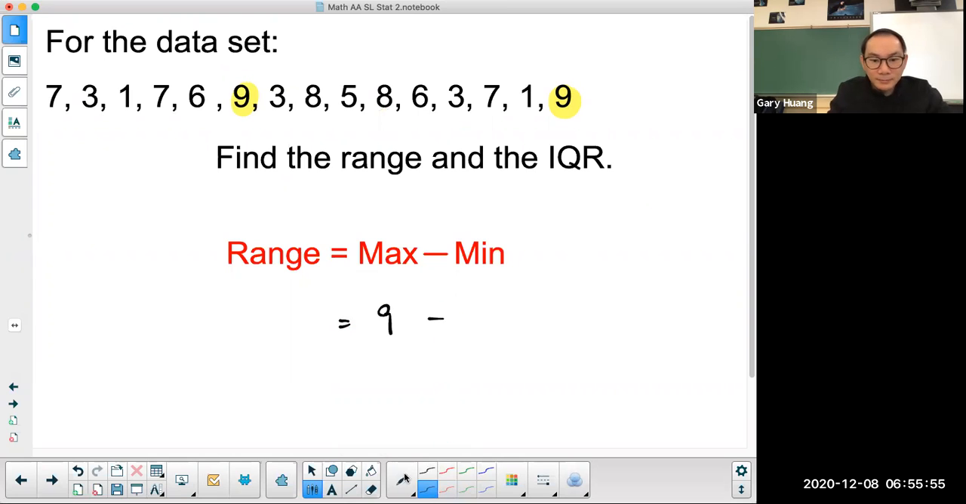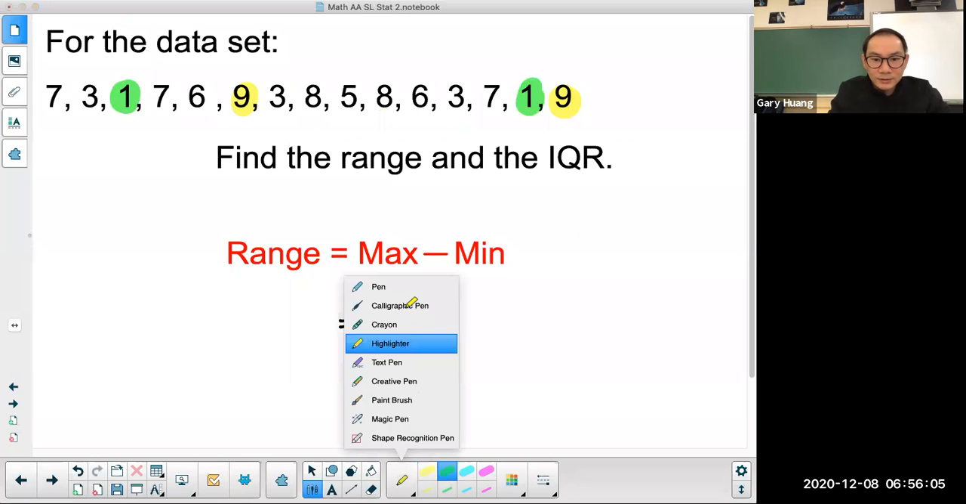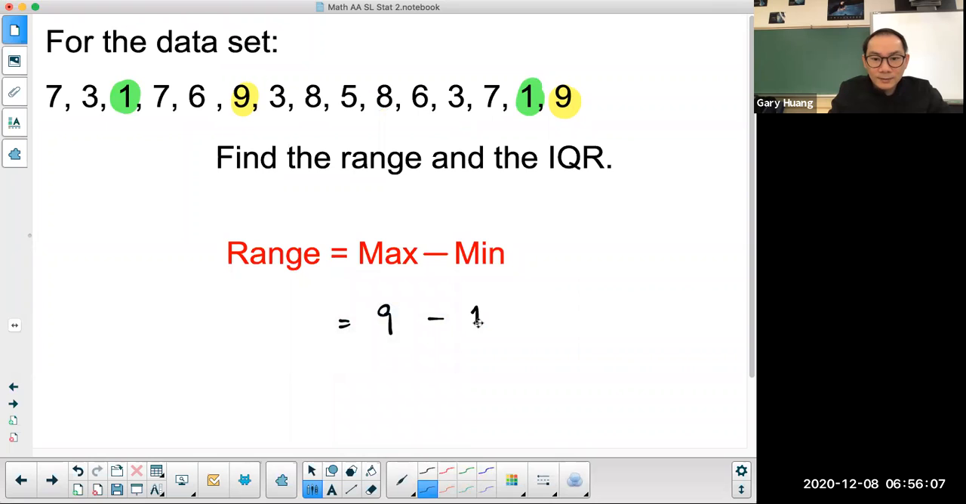Well, what's the minimum? The minimum is the smallest number that I see in the data set. And the smallest number is a 1. Again, I have two of them, but still, the smallest number is 1. So the minimum is 1. And 9 minus 1 is 8. So the range of this data set is equal to 8.